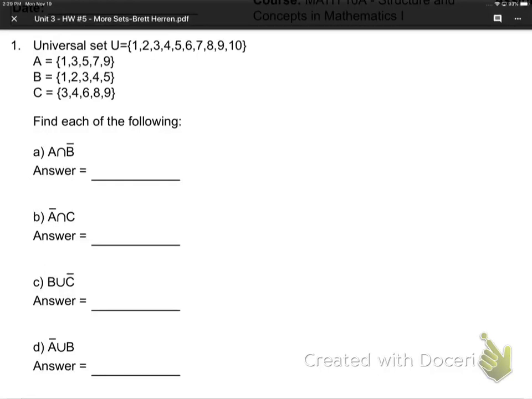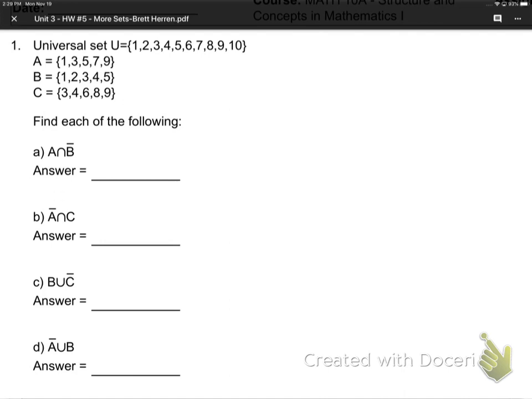Okay, so here we go. We're on homework number 5. Now more set stuff. So now they're giving us the universal set 1 through 10 and sets A, B, C right there. And they're wanting us to find some particular overlaps and things like that. So, all right, let's go to it.